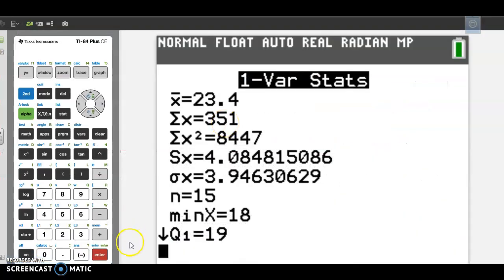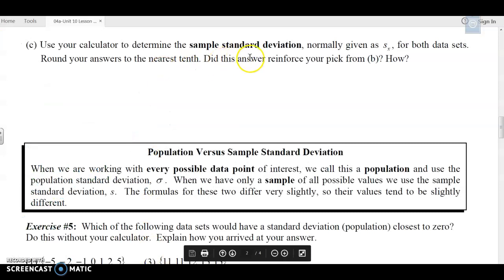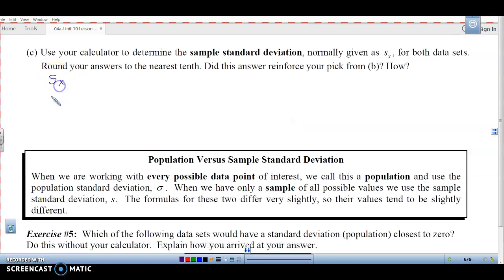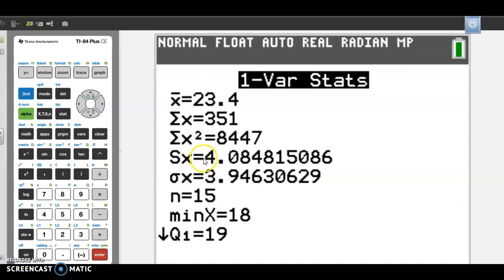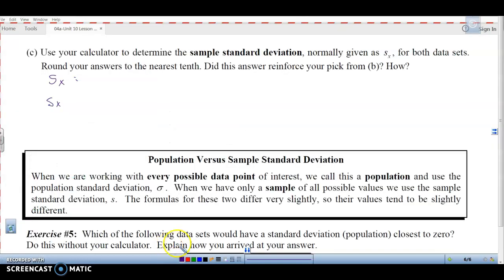Okay, so we want to use the calculator to determine the sample standard deviation, given as S. So that is the other standard deviation that you use, either on Desmos or the other. So it would be this one right here, right above the 1. So the other one is 4.1 and the other one is 9.1.